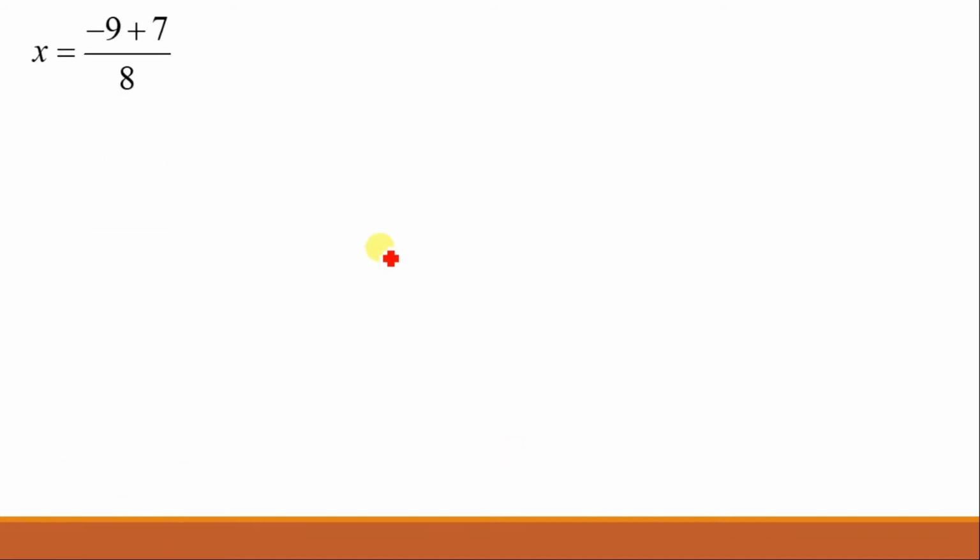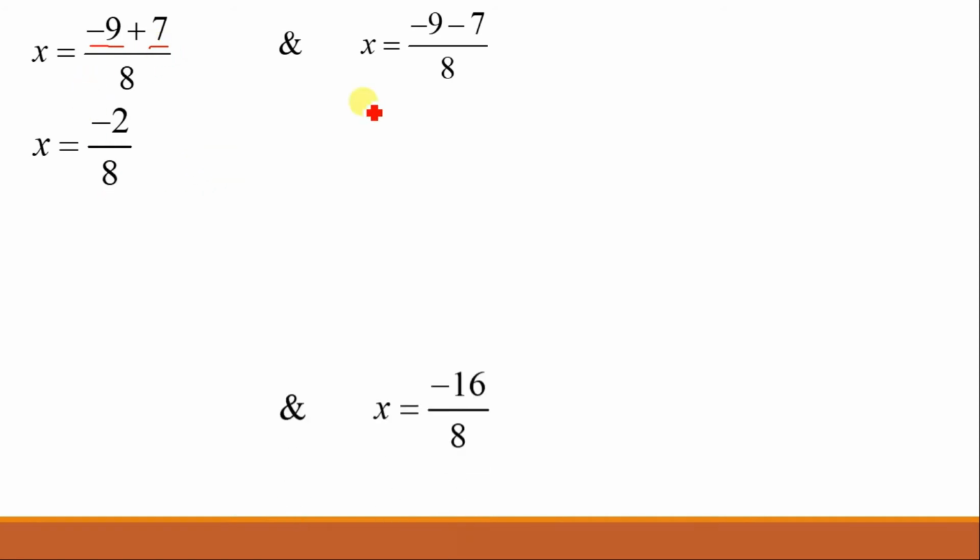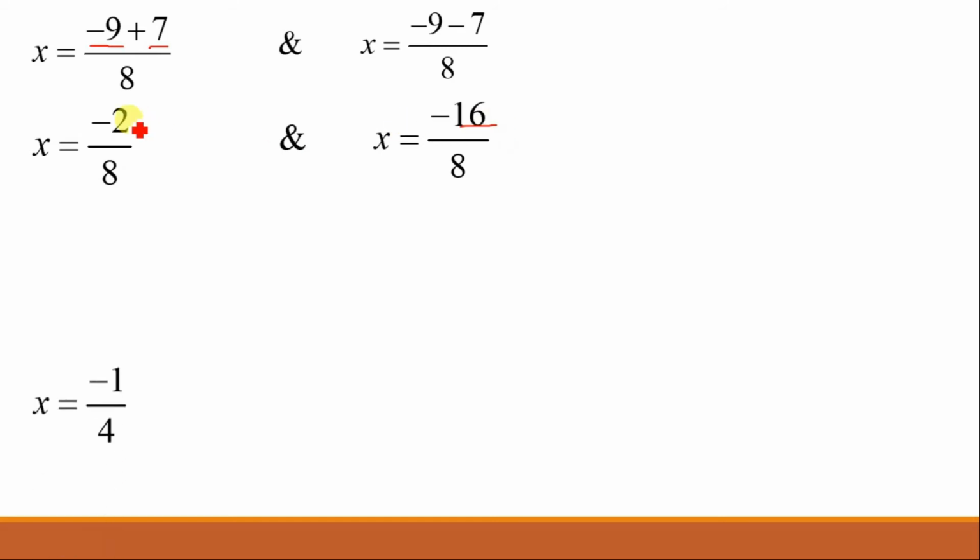x is equal to (-9 + 7)/8, and x is equal to (-9 - 7)/8. -9 + 7 gives us -2, so we have x equals -2/8, and x equals (-9 - 7) = -16/8. As we know, -2/8 in its simplest form is -1/4.